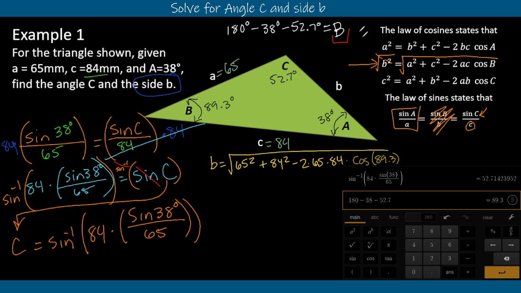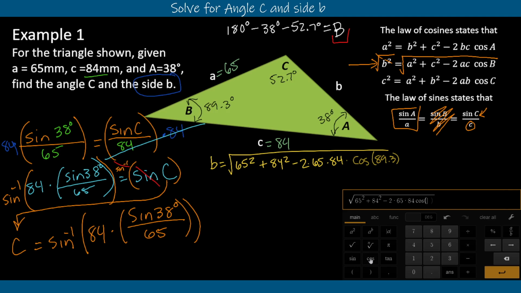We'll plug that into our calculator here. I've got to clear these ones out. And we'll say that that is the square root of 65 squared plus 84 squared minus 2 times 65 times 84, times our cosine of 89.3. Right? That means we have 105.5, and that is our side B, 105 millimeters. Right? So B is equal to 105.